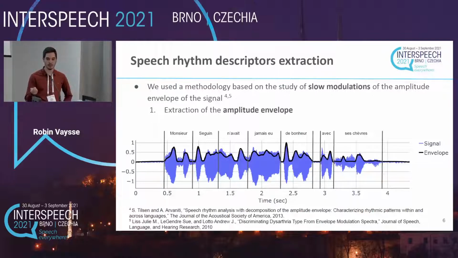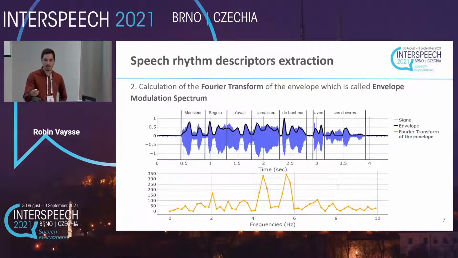Like here we have the signal in blue and the envelope of the signal in black. And then once we extract this envelope, we compute the Fourier Transform of this envelope, and we call it the envelope modulation spectrum, which is in orange here.